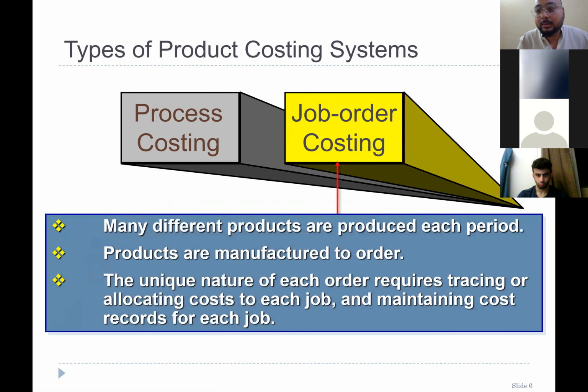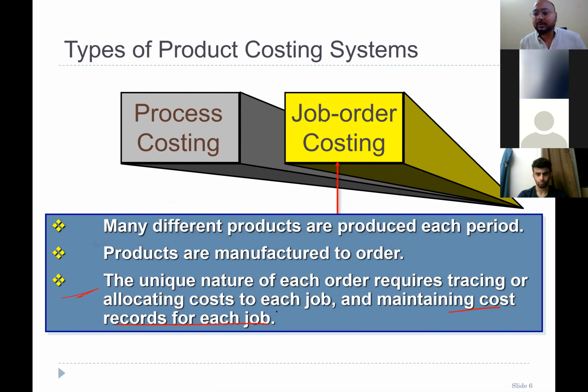Like I told you, when we add different flavors, it means we are producing different products. When we are producing different products, here is a little bit of difficulty: how much cost is associated to this batch or this type of product, because products are not identical. Due to the unique nature of each job, tracing and allocating cost of each job is a little bit different and sometimes difficult as well. For this kind of work, you have to maintain the cost for each job.